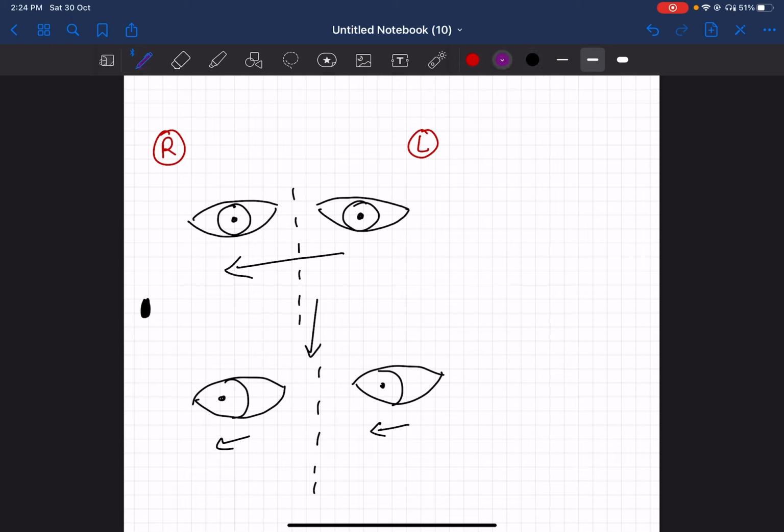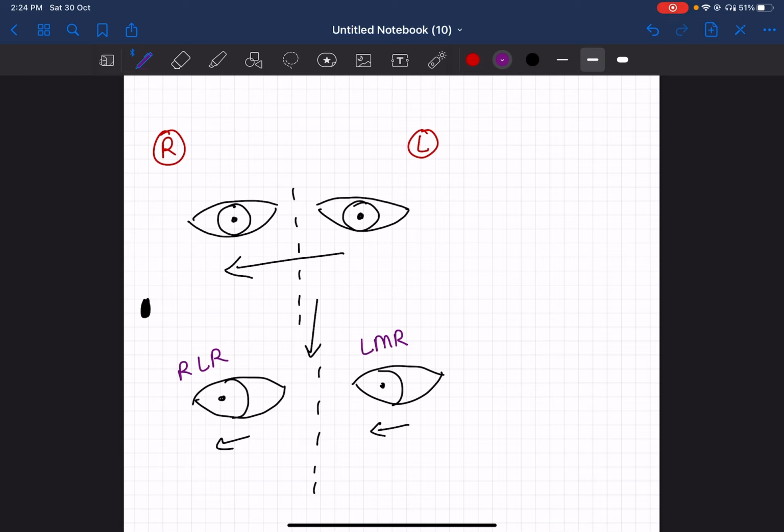For the right eye, the right lateral rectus will be activated. For the left eye, the left medial rectus will be activated. So these are conjugate pairs of muscles for both the eyes. Now we need to know the nerve supply of these muscles.